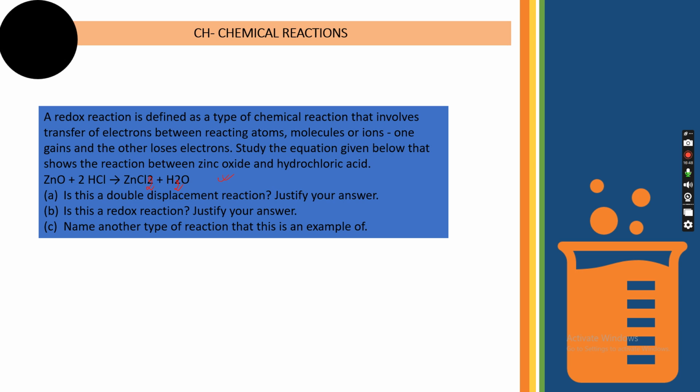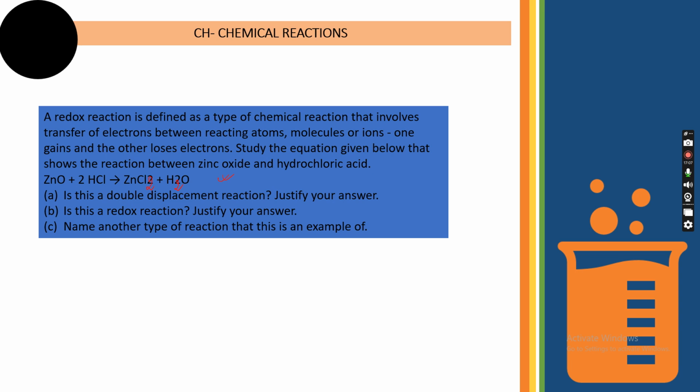If you're saying yes, why? If you're saying no, then why? You have to justify it. Okay, is this a redox reaction? That also is being asked. And another type of reaction that this is an example of. This means you have to say what other reaction is occurring in this given reaction.